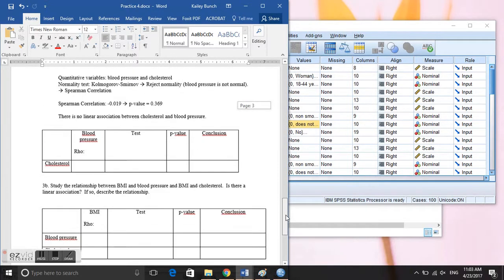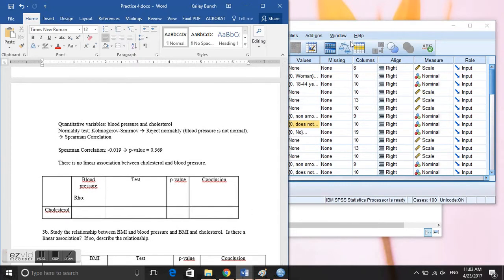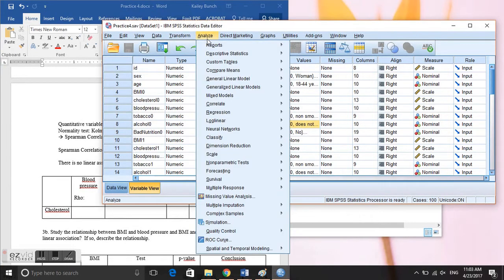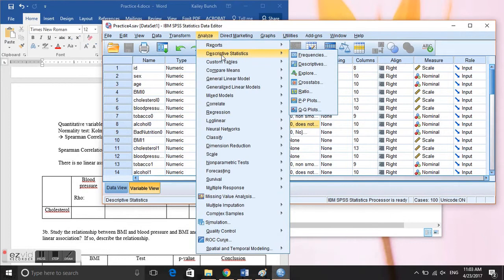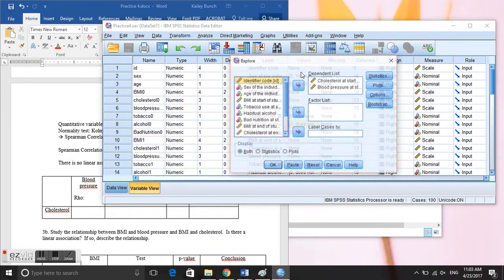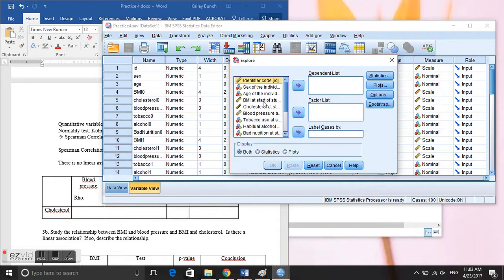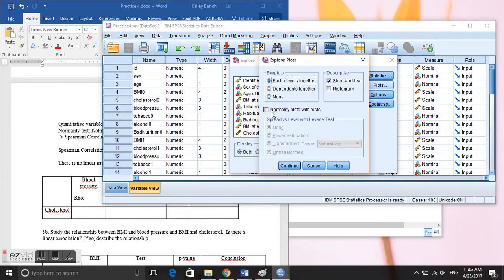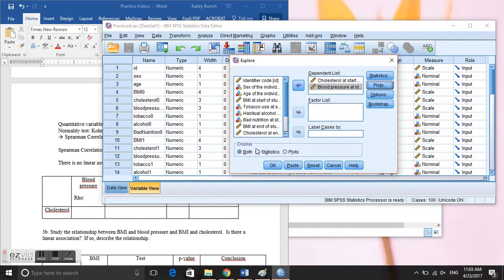So in SPSS, first we need to check for normality. So we will go to Descriptive Statistics, Explore, and we will put cholesterol and blood pressure in the dependent list. Go to Plots, and we need to look at the normality plots with tests. I like to look at histograms because I think they're easier to read than other plots. Click Continue, and OK.